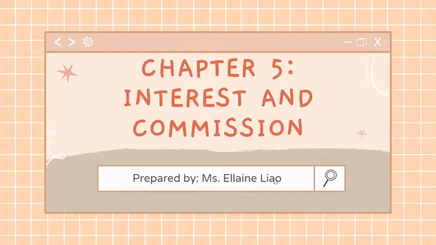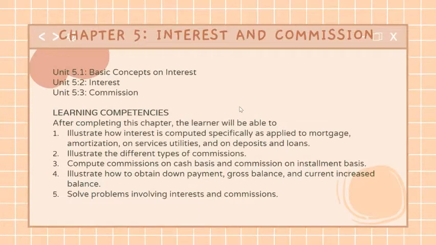And for our fifth chapter, we're going to discuss interest and commission. Under that, we have three lessons: basic concepts on interest, and commissions. After completing this chapter, you will be able to, first, illustrate how interest is computed, specifically as applied to mortgage, amortization, and service utilities, and on deposit and loans.